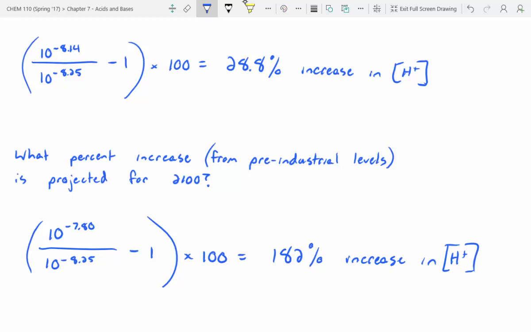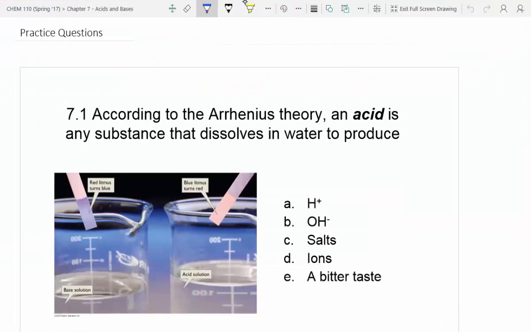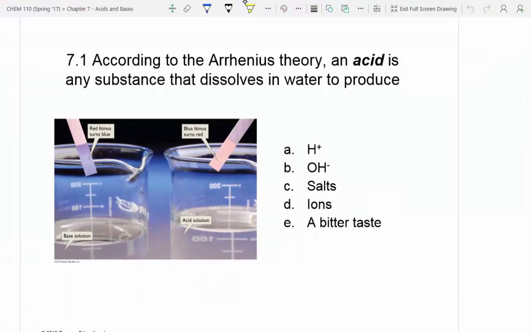Let's just do a few practice problems. We'll do multiple choice, and then if we have any time, we'll go back and do more math problems. Okay, according to the Arrhenius theory, an acid is any substance that dissolves in water to produce what? H plus, right? So acids produce H plus. What do bases produce according to the Arrhenius theory? OH minus, right? So in this case, A would be the best answer.